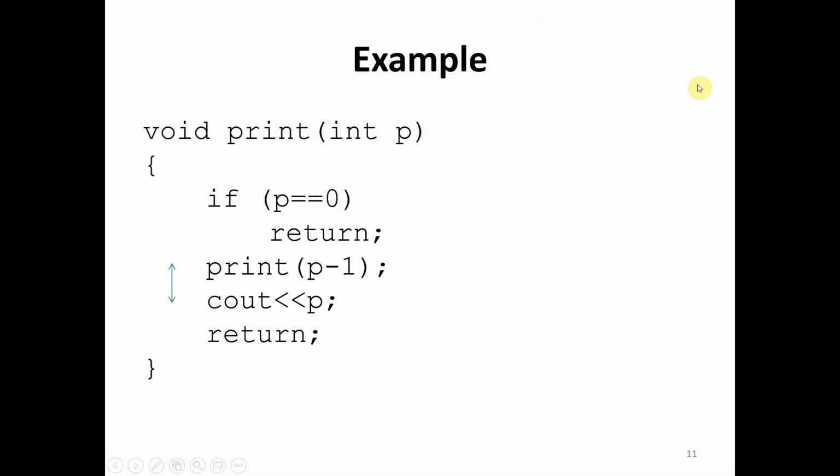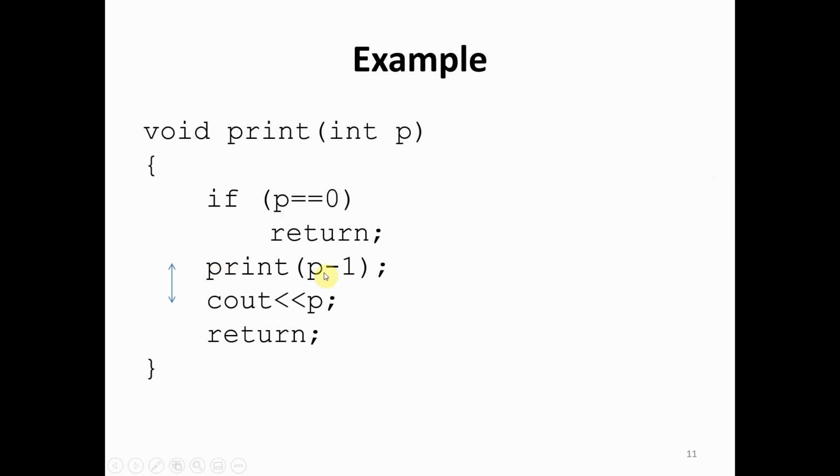Once you deallocate from this one, you would go back to where this function was called. This function was called at this point where p was equal to 1. So it's going to get to this point and it's going to print 1, and it would return. Once it returns, again, the stack frame corresponding to this function call is deallocated, right? And the control goes back to where the function was called.